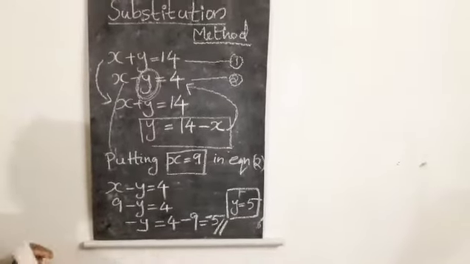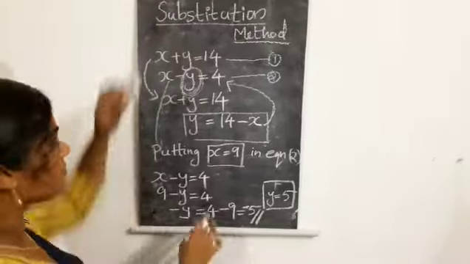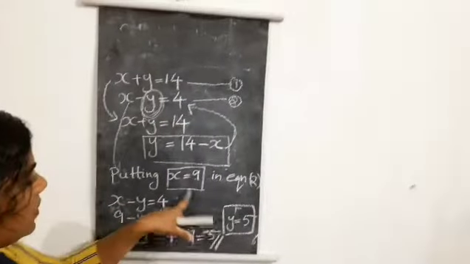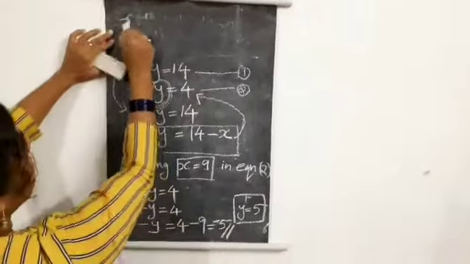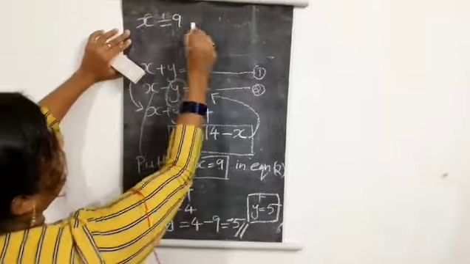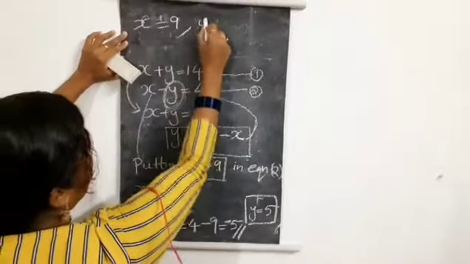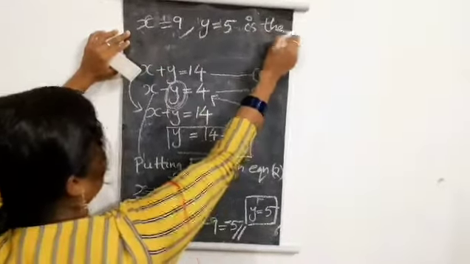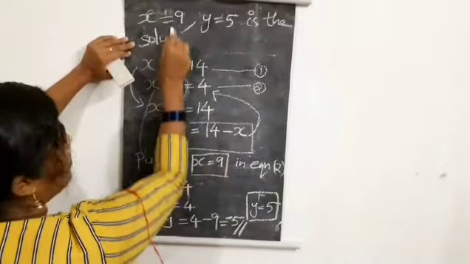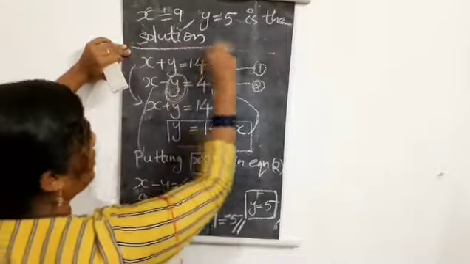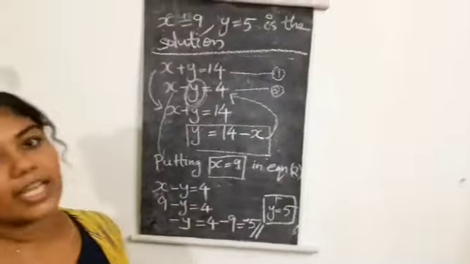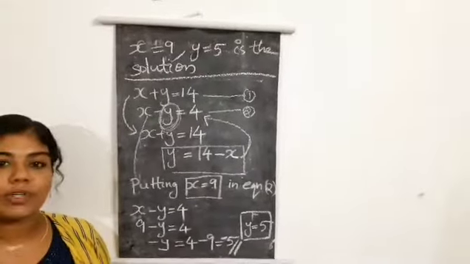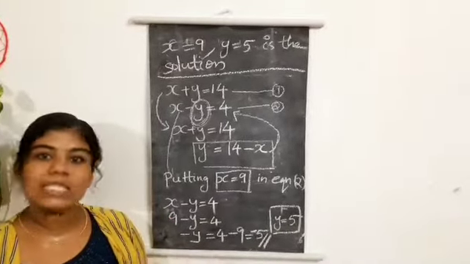And at last we can conclude our solution. Our solution is x equal to 9 and y equal to 5. That's all about our answer. So at last we conclude x equal to 9 and y equal to 5 is our solution. That's all about the substitution method. So simple to do.